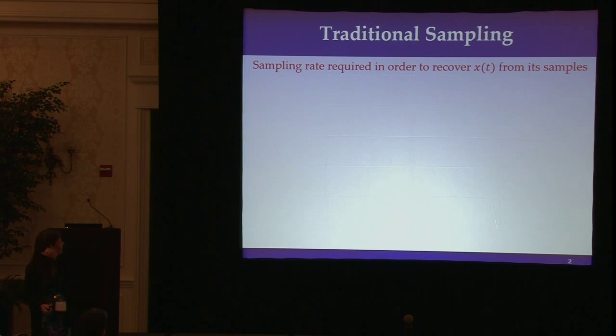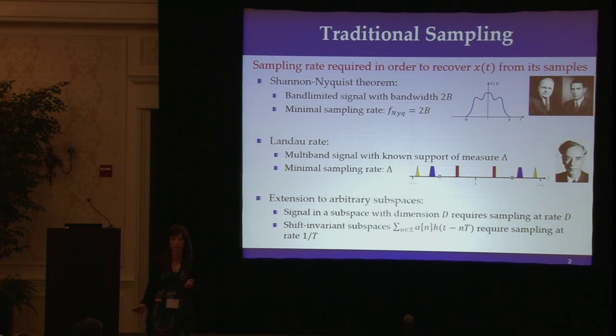So, of course, traditional sampling theories talk about at what rate we need to sample an input signal, x of t, when our goal is to recover the signal itself. And there are many well-known results, of course, the well-known Shannon-Nyquist theorem that talks about band-limited signals, and its extension, the Landau rate, which talks about multiband signals, so signals that have several bands of information where we know their location, we know the spectral support. In this case, the minimal sampling rate is just what's called the Landau rate, the actual band occupancy. And both of these are special cases of what's called subspace sampling, where the sampling rate that we need is the degrees of freedom in the subspace. Okay, so this is traditional sampling theory.